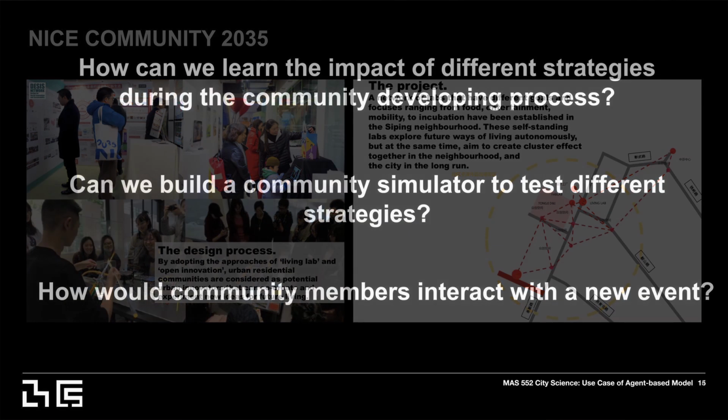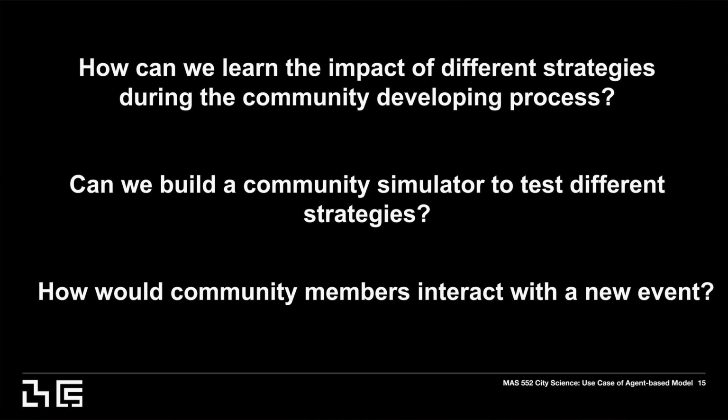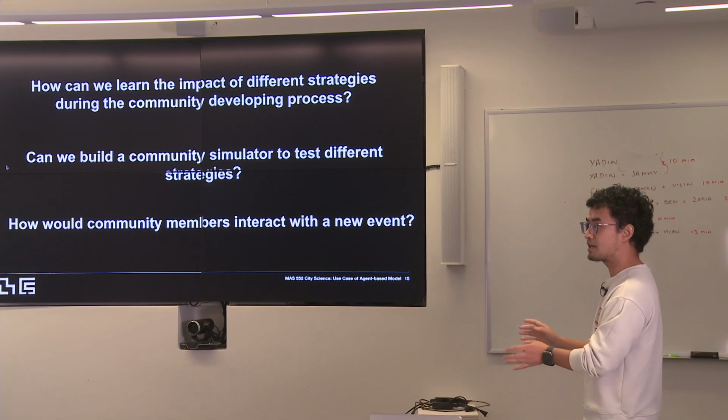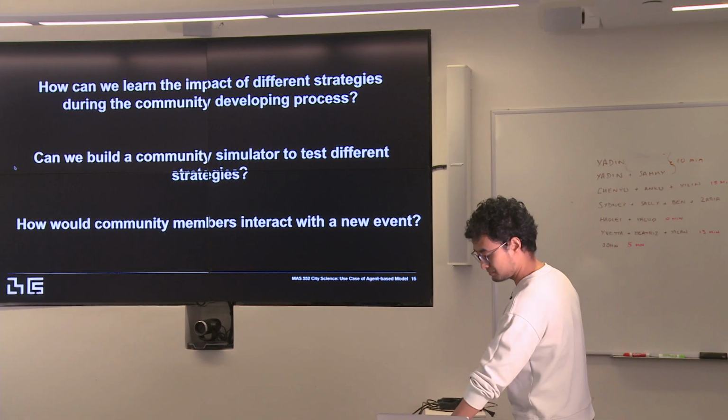During this development process, we want to know how we can learn the impact of different strategies. So can we build a community simulator to test different strategies? To build this community simulator, we need to know how community members interact with each other and with new events. This is human interaction and human-event interaction.